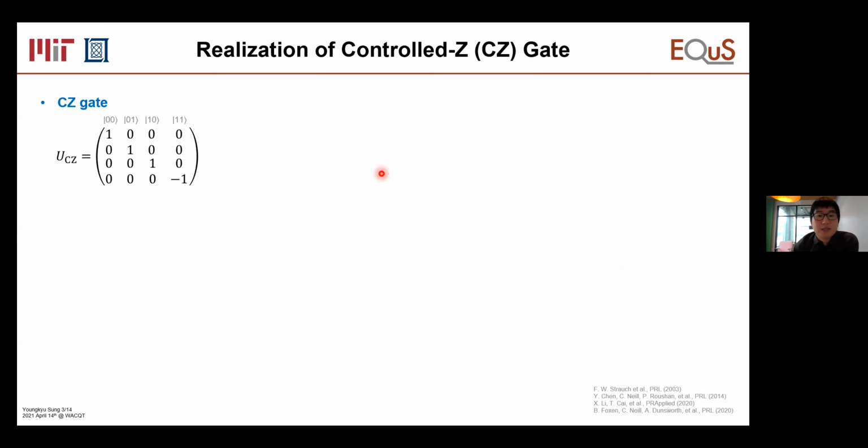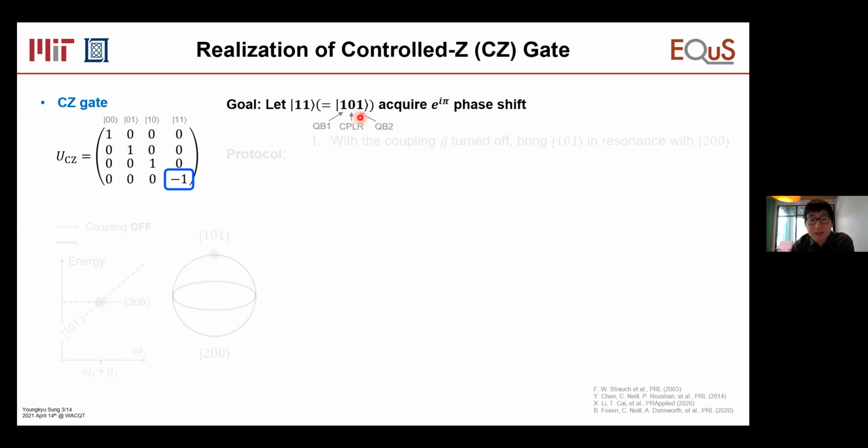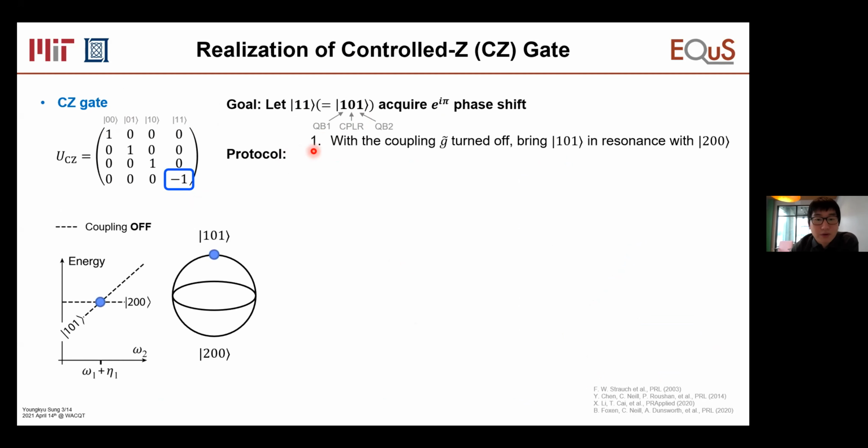So first, let me talk about how we make a controlled-Z gate using a tunable coupler. Here is the 4x4 matrix representing a CZ gate. Our goal here is to let the 11 state acquire a pi phase shift. And this 11 state corresponds to the 101 state in our notation. Let me describe the protocol. First, we start with the coupling between qubits turned off. Then we bring the 101 state in resonance with the 200 state.